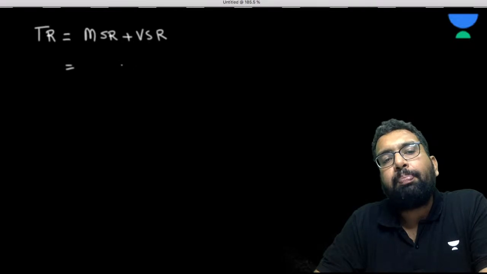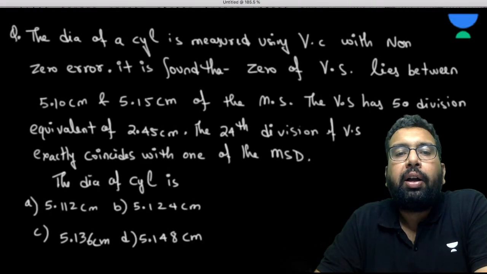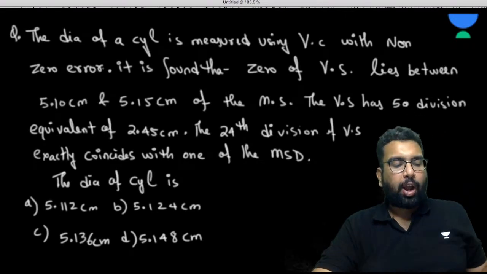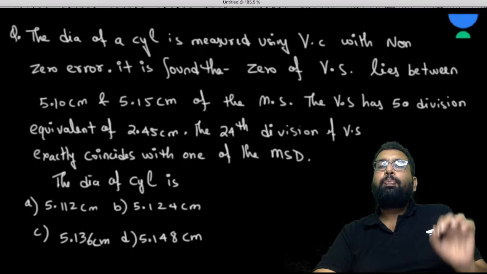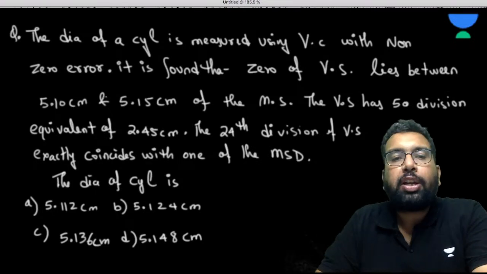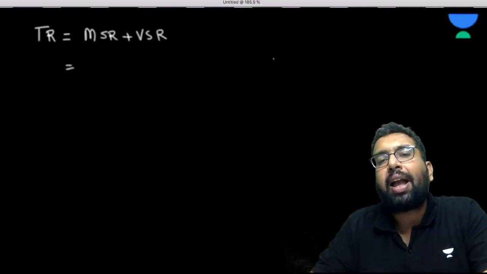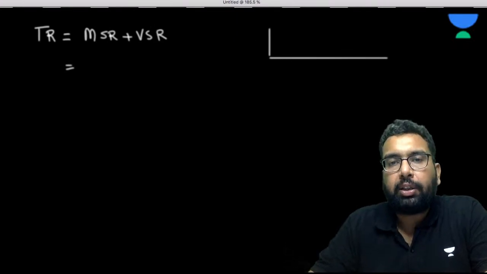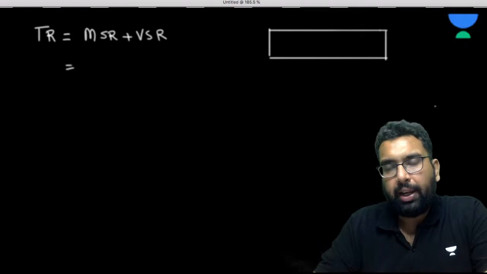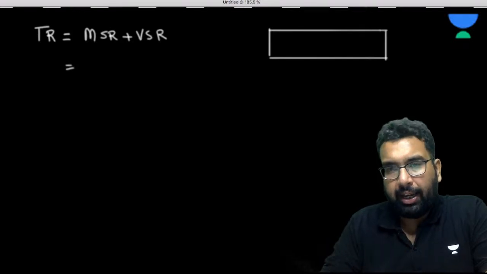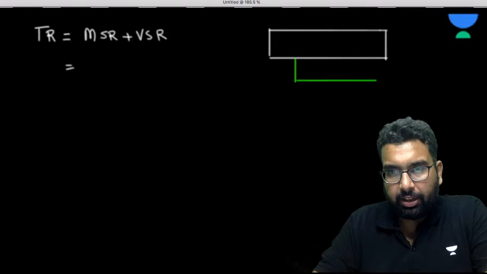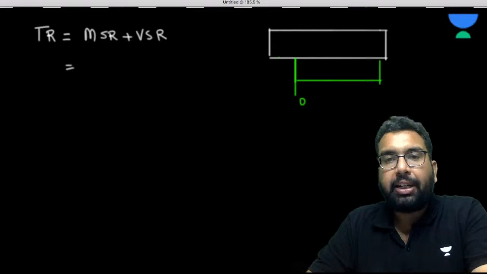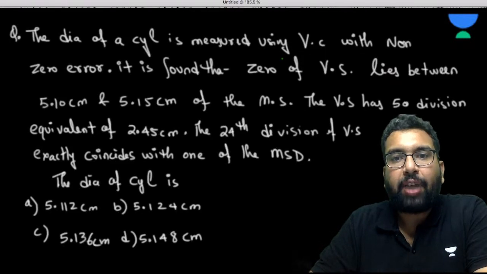Now, main scale reading is what? It is found that the zero lies between 5.10 and 5.15. So let's try to visualize this. Suppose this is your main scale, and this is somewhere your Vernier scale. This is the zero of Vernier scale. It lies between 5.10.